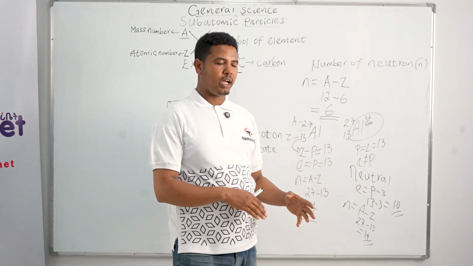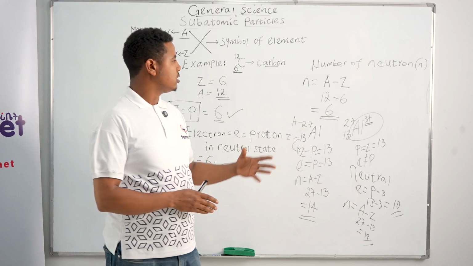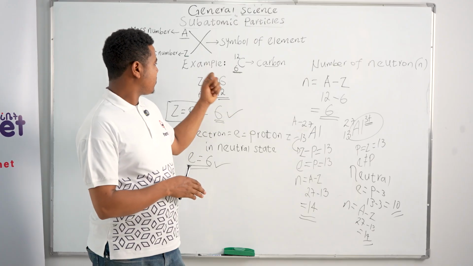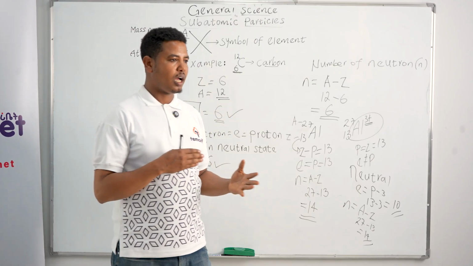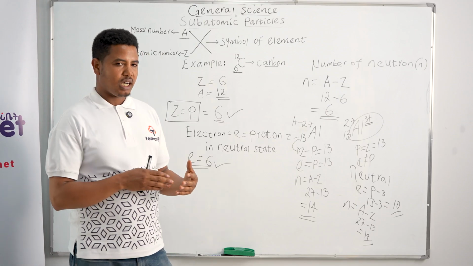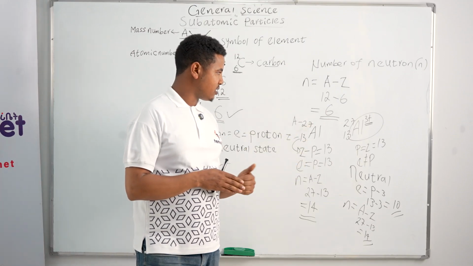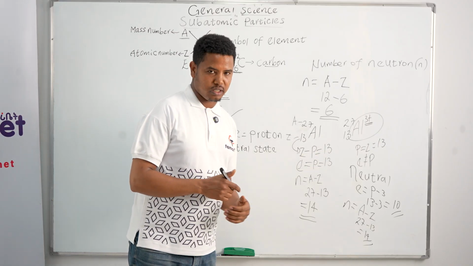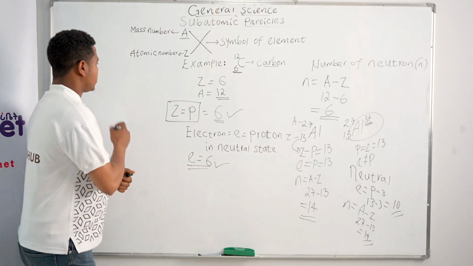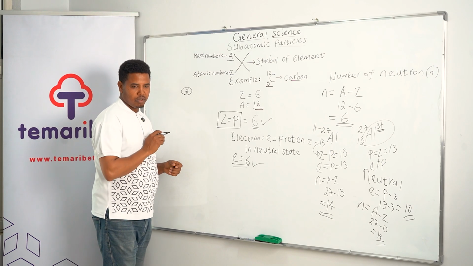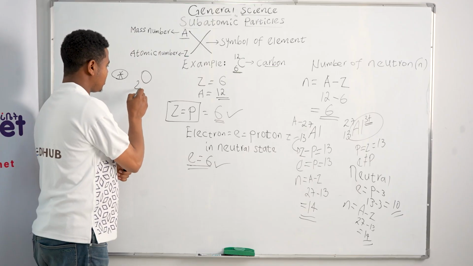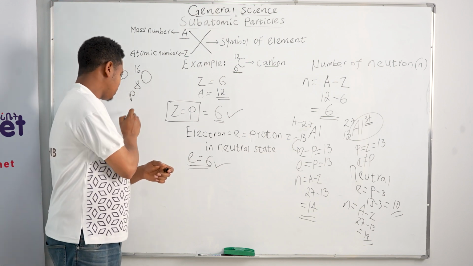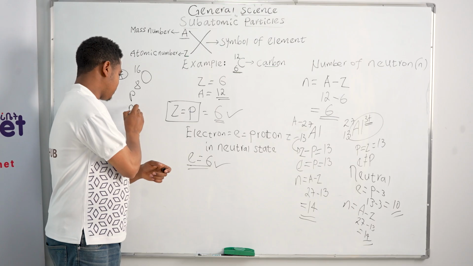So we have seen how to calculate the number of each particle in a single atom. We have seen how to calculate the atomic number, mass number, as well as the three subatomic particles in neutral state as well as in charged states. So could you calculate the number of protons of oxygen, OH, and so on, and put your answer in the comment section? Put the number of protons, neutrons, and electrons.